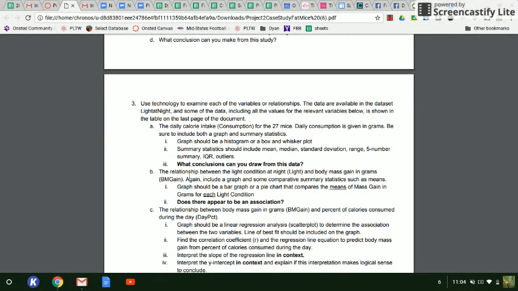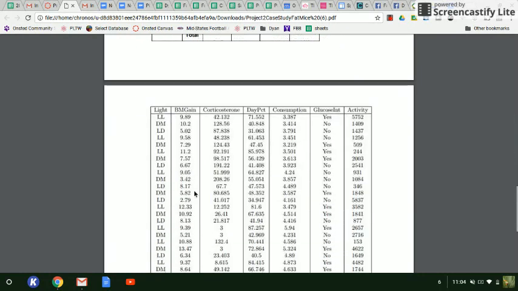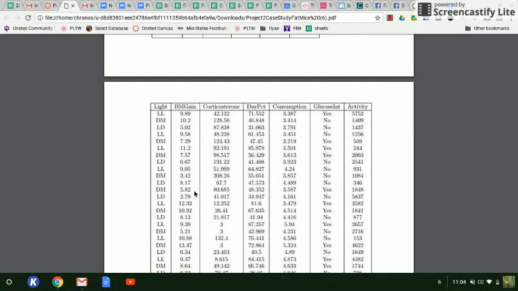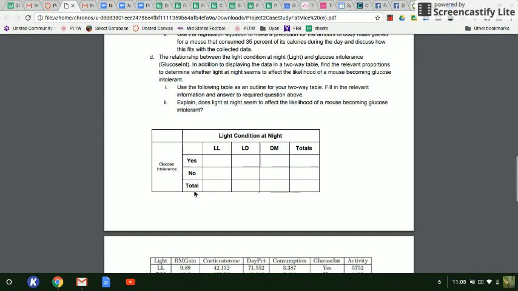Part B is you're looking at a relationship between light condition and body mass in grams. So the graph that you're giving for part B is a bar graph or a pie chart that will compare the means or the averages for each light condition. When you look at the data down here, and I'll scroll down, there's multiple light conditions. There's LL, DM, and LD. So you have to find all of the BM gains.